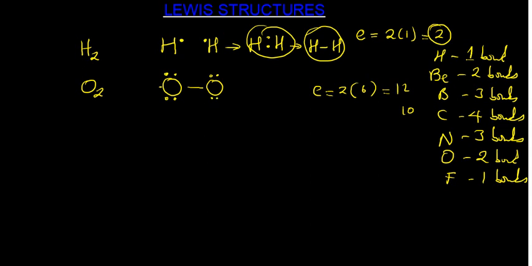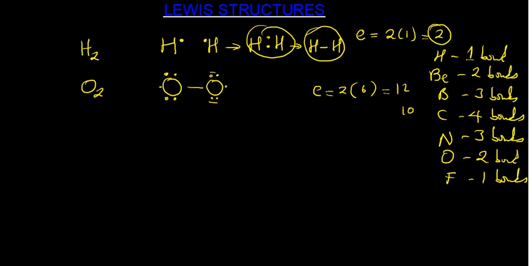Now we need to make sure that the octet is achieved, 8 electrons on each oxygen. If we consider this one here, how many electrons are there? 1, 2, so we've got 2 there, 4, 5, 6 in this bond, and then 7 on that one. If we come to this one, 1, 2, 3, 4, 5, 6, 7 in the bond. So neither oxygen is stable.